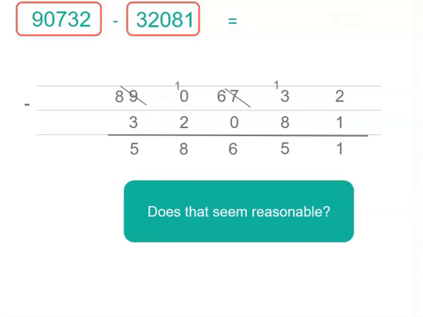So that seems reasonable. Now it doesn't mean it's exactly correct, but if we had 5,865, that would be wrong, or 586,000, that would be a warning. So that does seem reasonable.